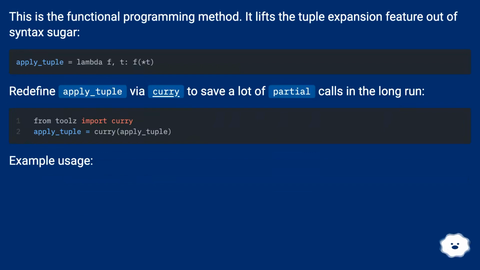This is the functional programming method. It lists the tuple expansion feature out of syntax sugar. Redefine apply_tuple via curry to save a lot of partial calls in the long run. Example usage.